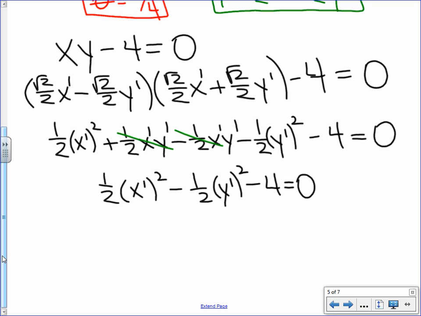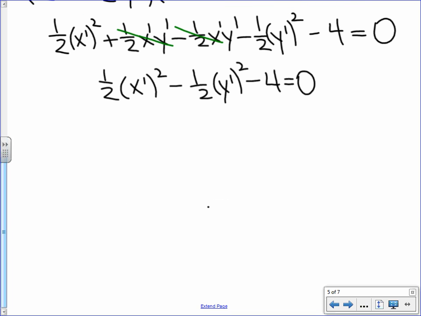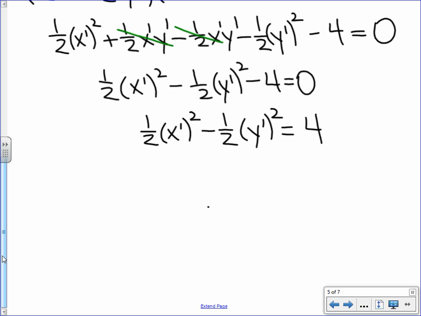Woohoo! All right. So we don't like this 4 over here though, so we're going to put that on the other side. So we have 1/2 x prime squared minus 1/2 y prime squared equals 4. Right. Then to get this into standard form, what number should this be right here? 1. A 1. So we need to divide by 4.